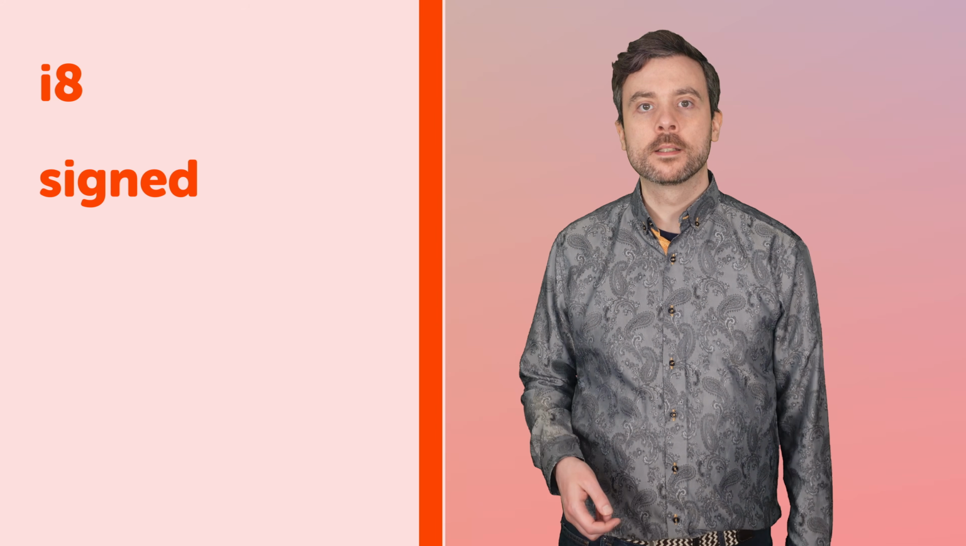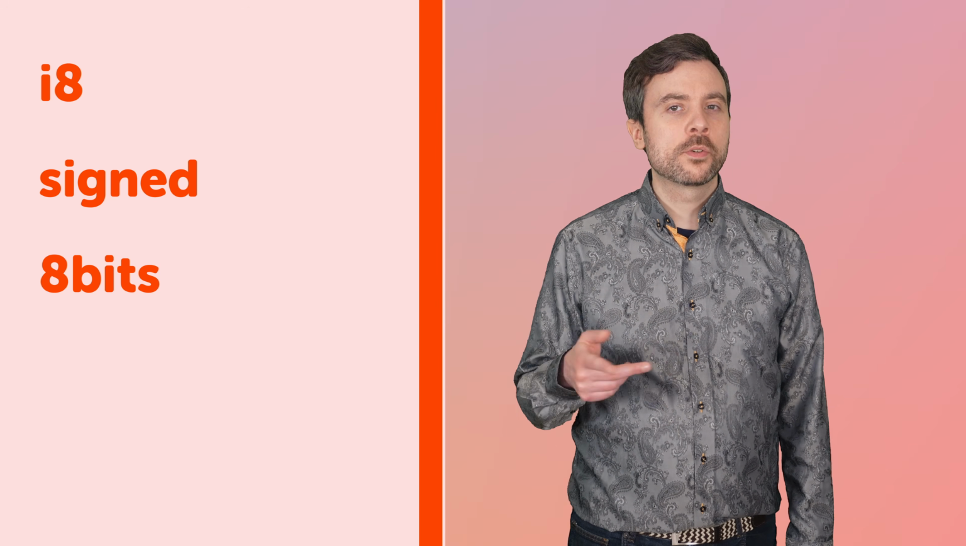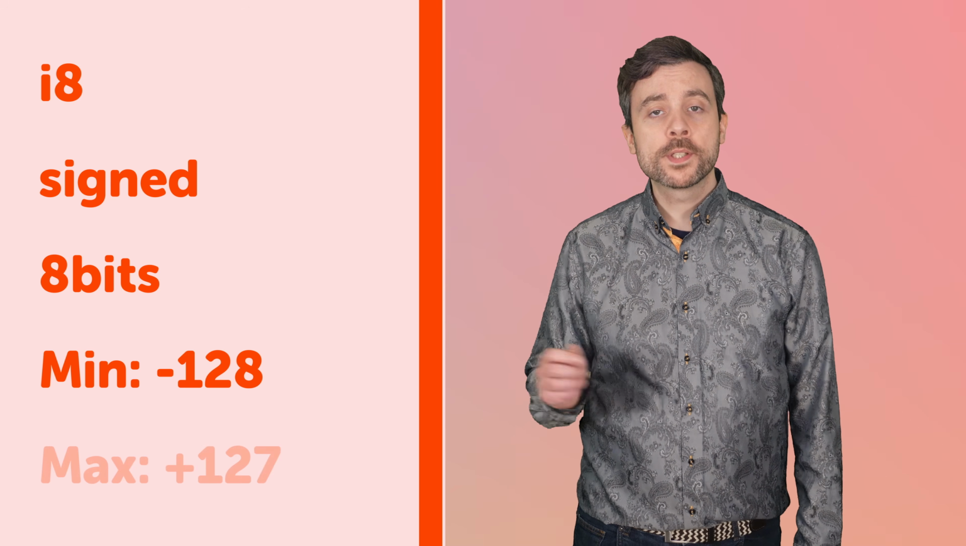i8 is an integer that can represent both positive and negative numbers, i.e. it's signed. It also only uses 8 bits of data, but instead of going from 0 to 255, it goes from negative 128 to positive 127. You never need to know this, but if you're interested in the mathematics of how it does this, it uses a method called 2's complement.